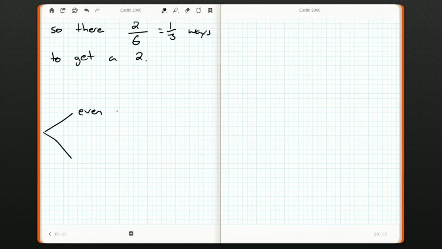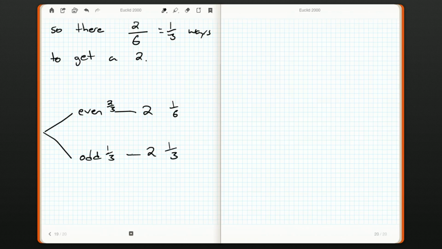So even, and we get a 2 with probability 1/6, and the evens happen with probability 2/3, and odd happens with probability 1/3. This is a probability tree that I'm drawing. And in this case, we have 2 2s, so the probability of a 2 is 1/3.